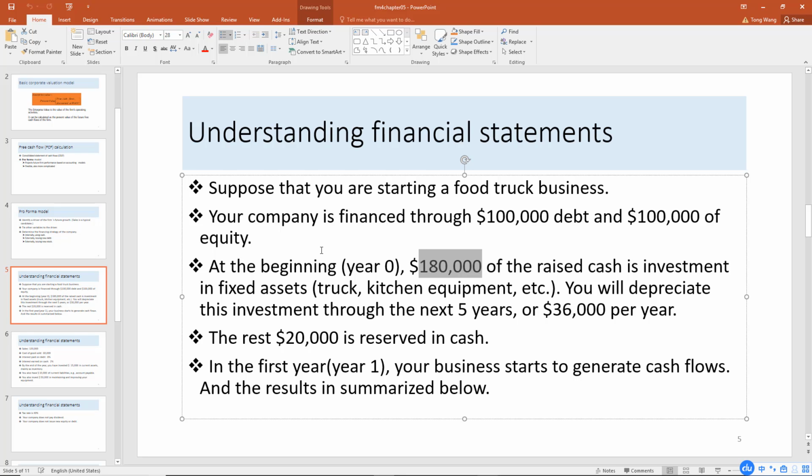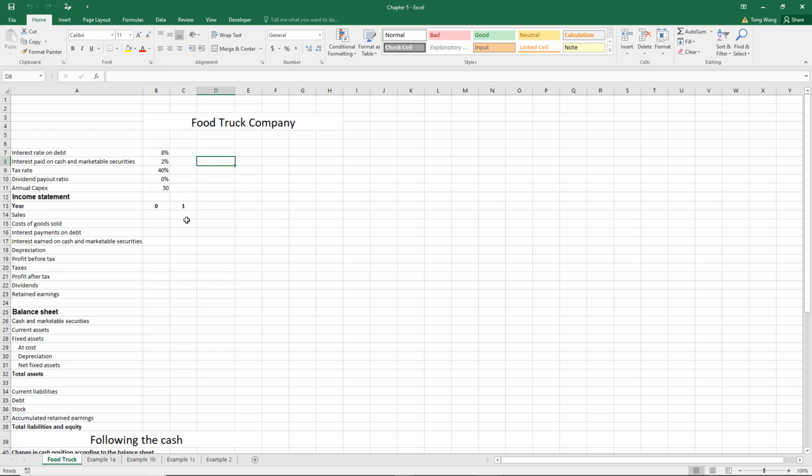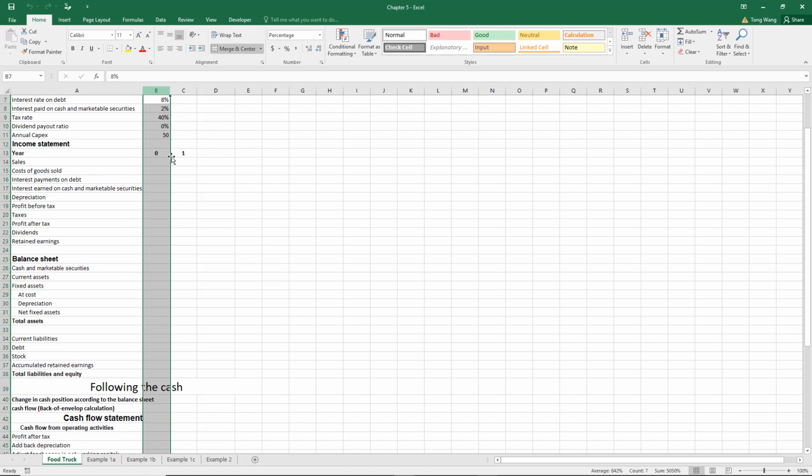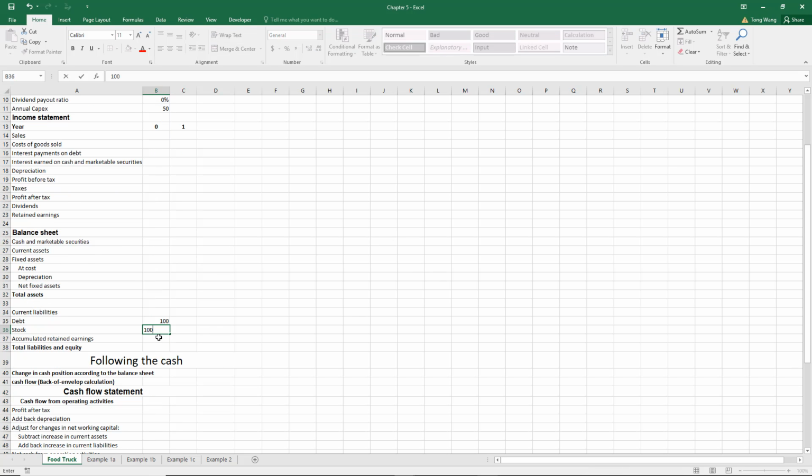So let's see what the balance sheet looks like at the beginning, which is year 0 here. You raise $100,000 in debt and $100,000 in equity, and we're going to assume that at the beginning you don't have any current liability and you haven't accumulated any earnings yet. So this is going to be the right hand side of your balance sheet. So the total would be the sum of the 4.